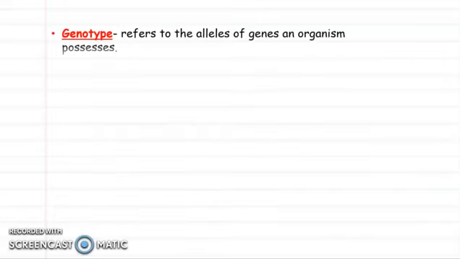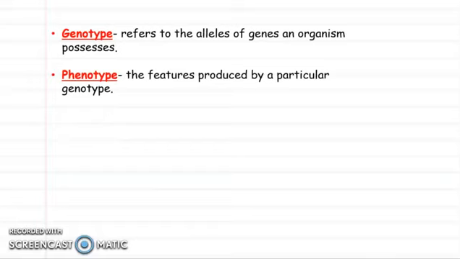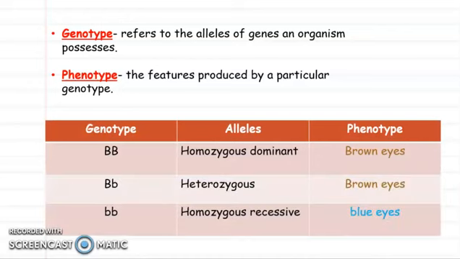But before that, we must understand a couple of terms. Genotype refers to the alleles of a gene an organism possesses, and phenotype the features produced by a particular genotype. In the genotype big B, big B, the alleles are described as being homozygous dominant, and this codes for brown eyes. The genotype big B, little b, the alleles are heterozygous, and this also codes for brown eyes, and the genotype little b, little b is called homozygous recessive, and this codes for blue eyes.